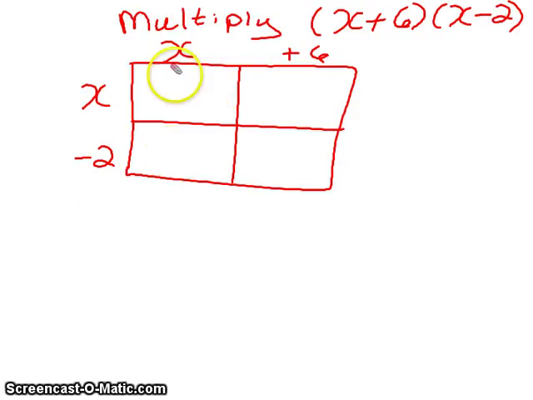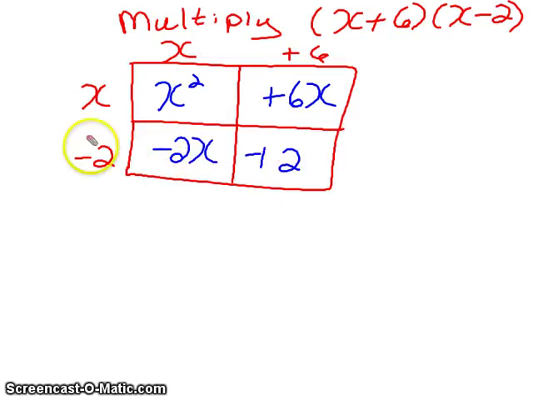This is a great way just simply to keep it organized. So the next step, I go x times x, and I get x squared. I continue to fill in each one of these panes by multiplying. So now it's x times 6, and I get positive 6x. Now negative 2 times x, and I get negative 2x. And finally negative 2 times 6, where I get negative 12.